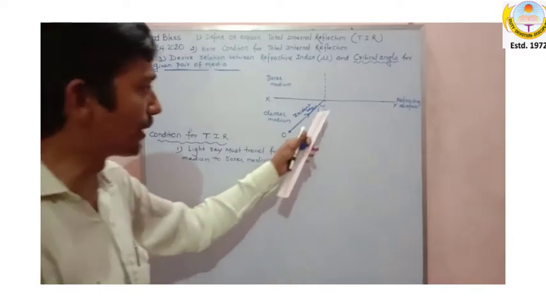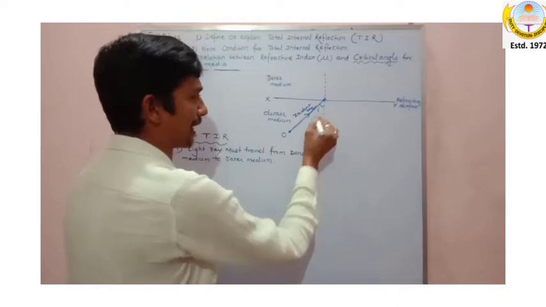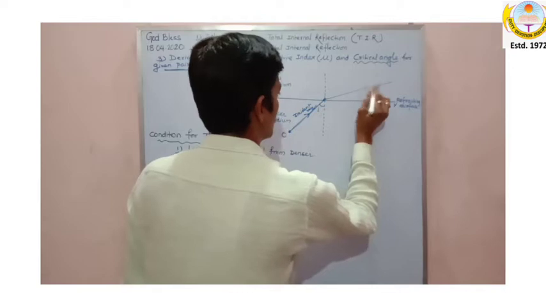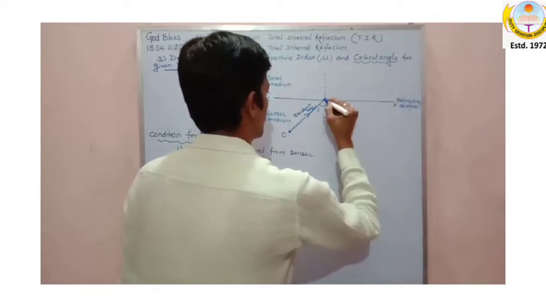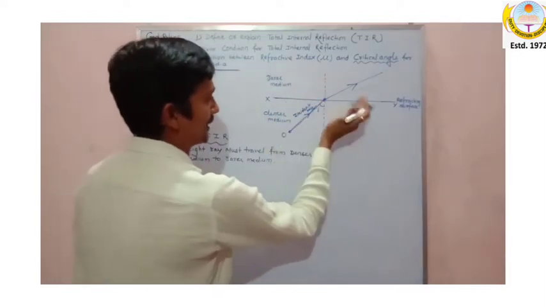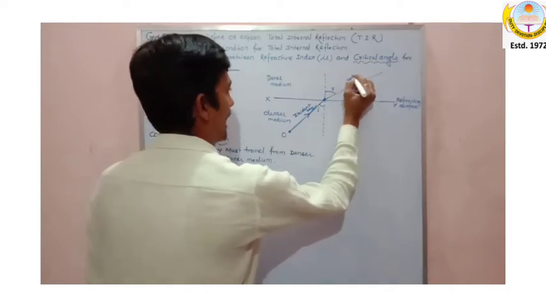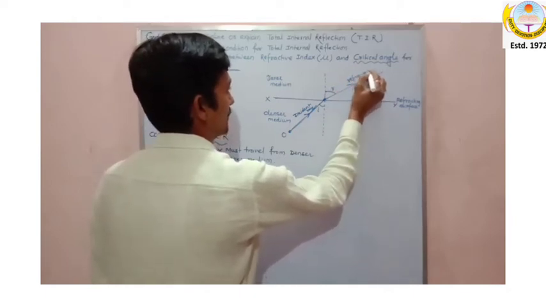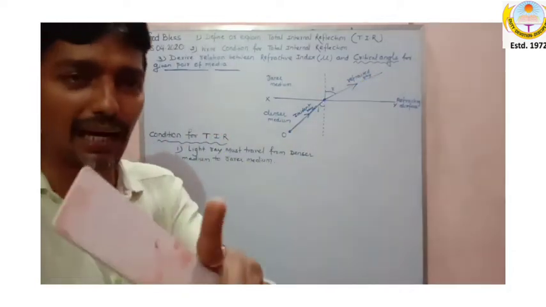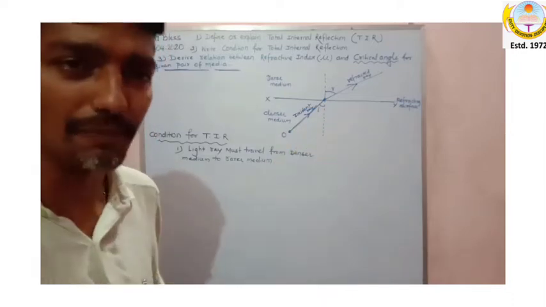But my dear, what happened here: as soon as this ray is incident on the surface, the light will be refracted like this. It is bending away from the normal. This is your refracted ray. Okay, this is one diagram I have drawn. Just look at the diagram and see what is happening.